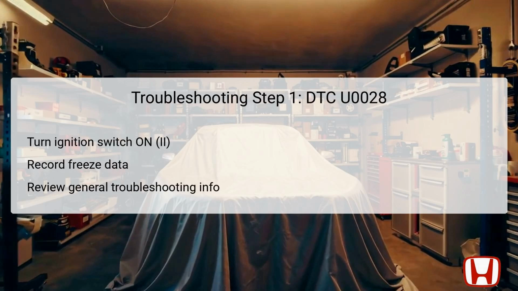In the initial step of troubleshooting DTC U0028, begin by turning the ignition switch to the ON position, which is often referred to in Honda vehicles as position ON. This allows the vehicle systems to activate and prepare for diagnostics.